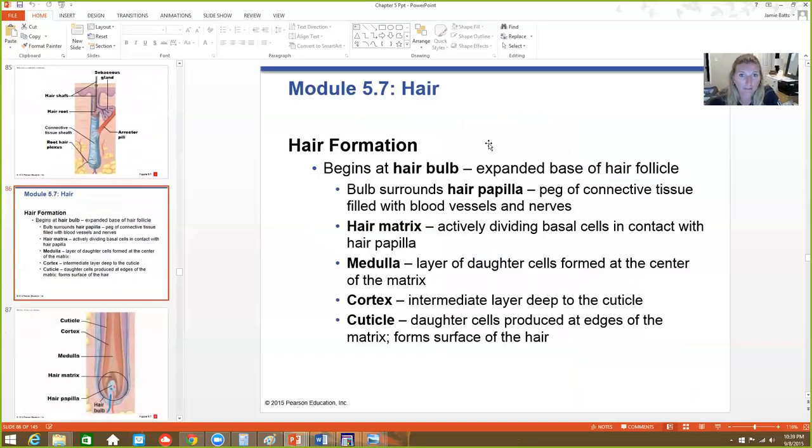So, how does hair form? It begins at something called a hair bulb. It's basically the base of the hair follicle. And the bulb surrounds the hair papilla, which is a little piece of connective tissue that has blood vessels and nerves inside of it. The matrix is where the basal cells are. These are the stem cells that are going to basically divide and create the hair. The medulla is the daughter cells that are at the very center of what's called the matrix. The cortex is that intermediate layer, and then the cuticle is that outer surface of the hair.